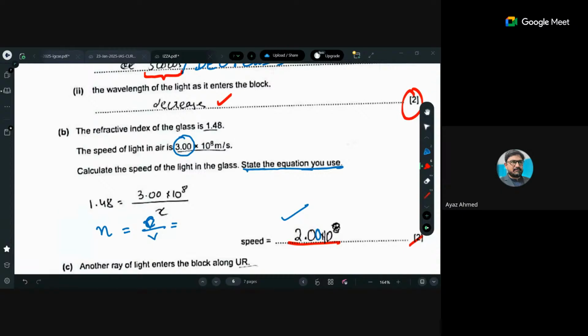There is a problem in the answer, so that 0 costs a mark. Yes, the 0 costs the mark.